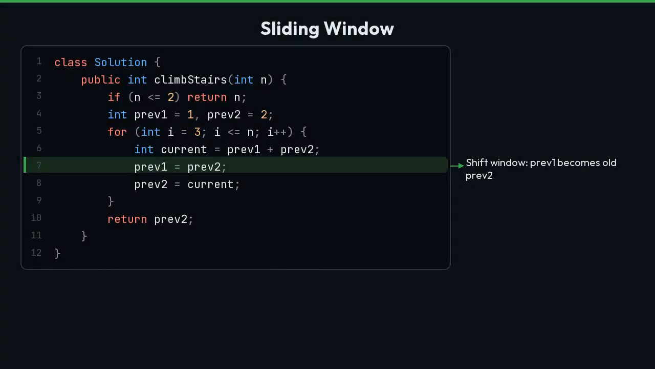After calculating the current value, we shift our window forward. The old previous value becomes the new second previous, and the current calculated value becomes the new first previous. This sliding window ensures we always have the correct inputs for the next step.